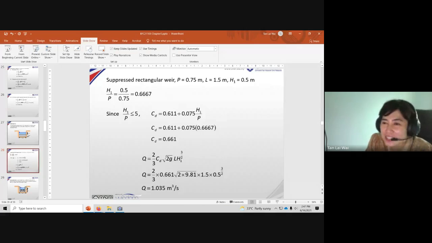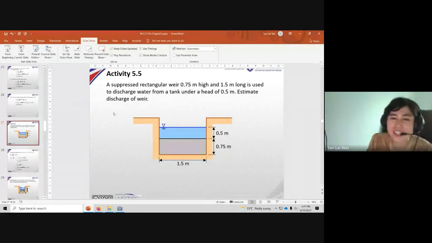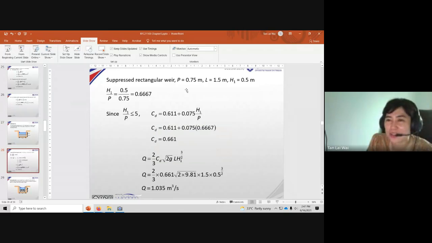Okay, now, does this say CD is not given? Since H and P are provided, we can actually find your CD in this case. Alright, you have that. So CD is such, so you can actually find your discharge. You substitute L and H, that's why I asked Mimi just now. Alright, so this is just application.